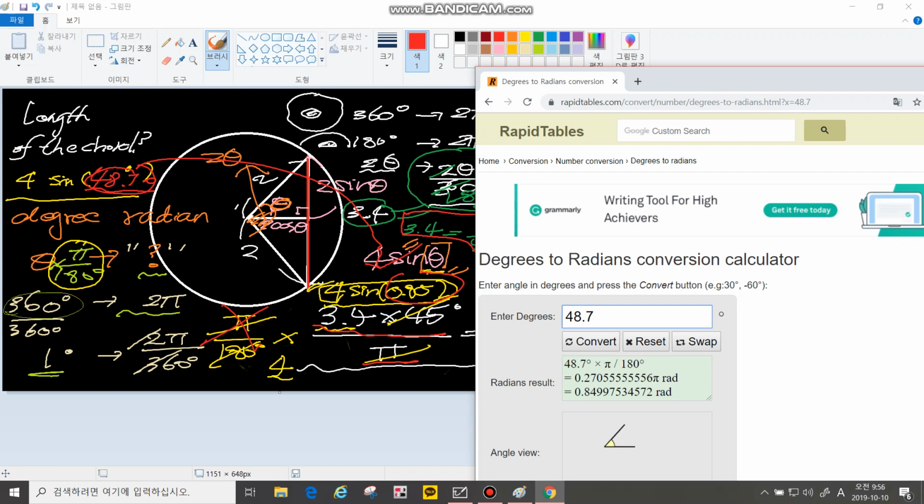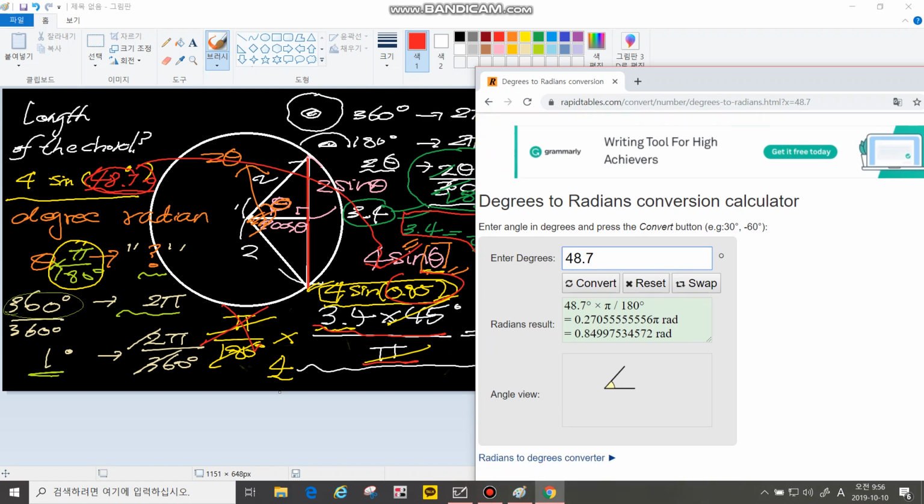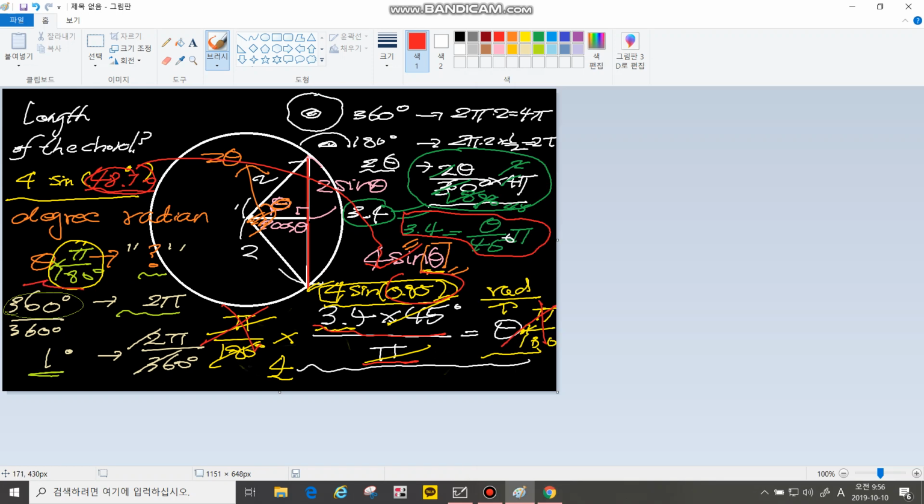As you see, 48.7 is, I mean, it's not exactly 0.85, but if you round to the hundredths place, then you get it, right? Therefore, I solved the problem right, and you visually see here that for you to turn degrees into radians, you need to multiply by pi over 180, okay? Which is what I did here. That's what I explained here, okay?